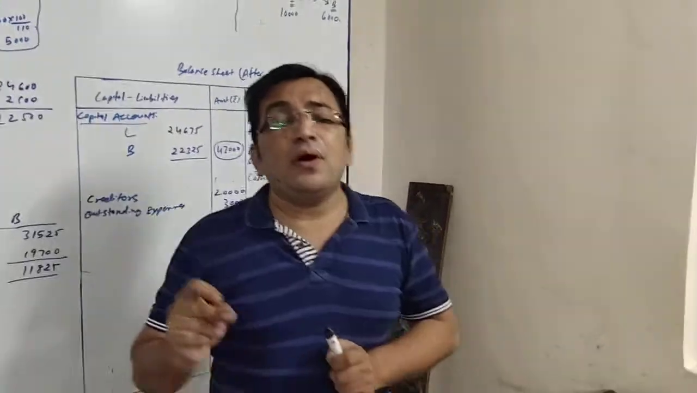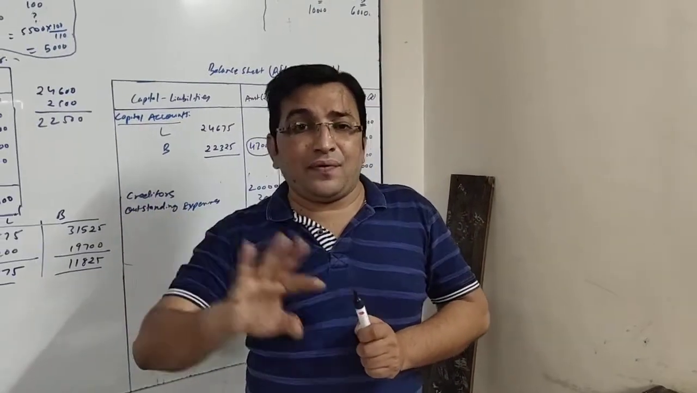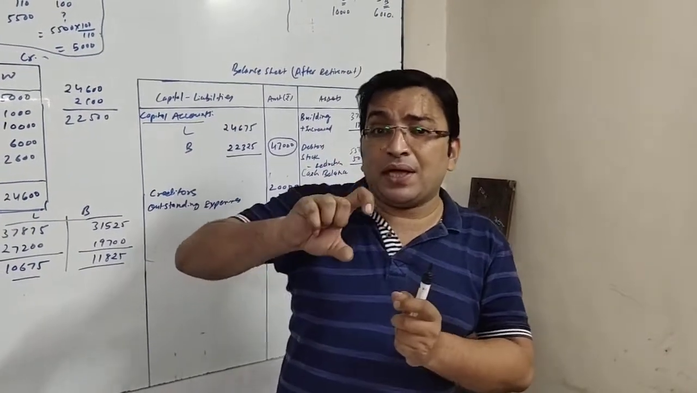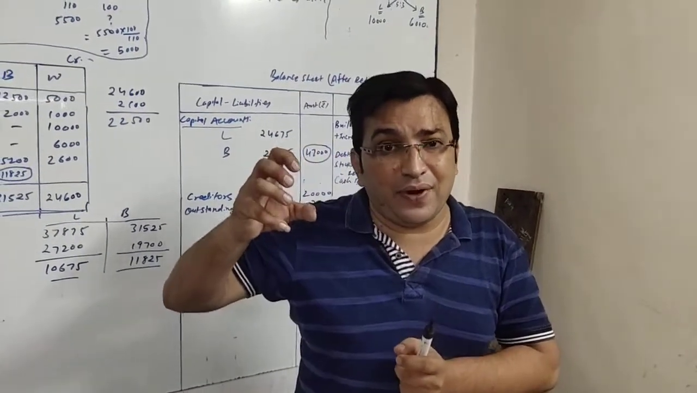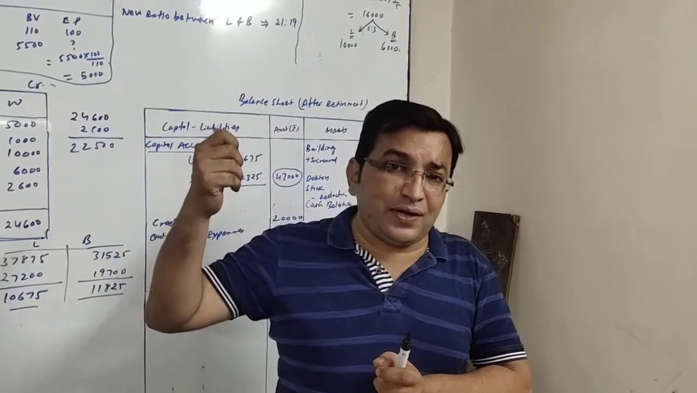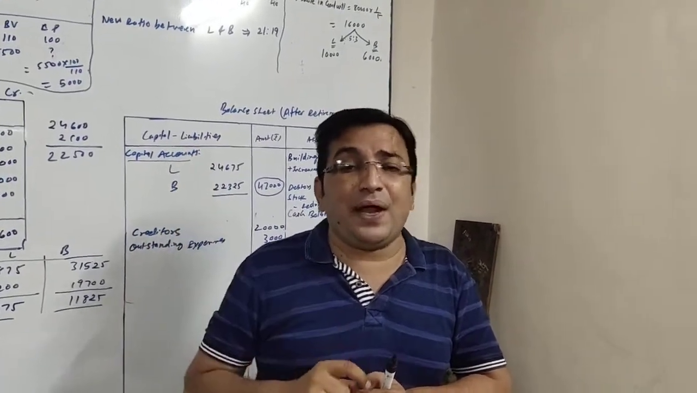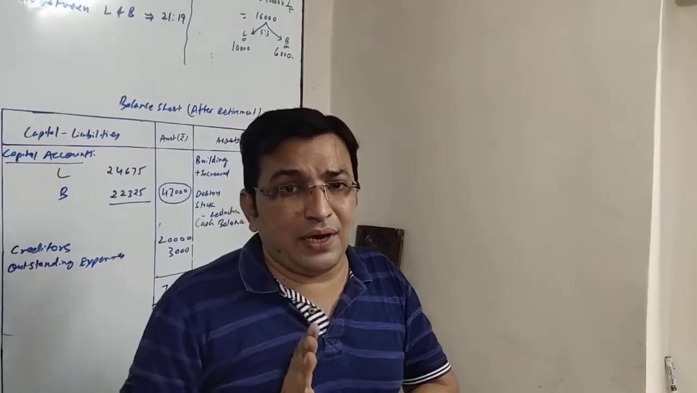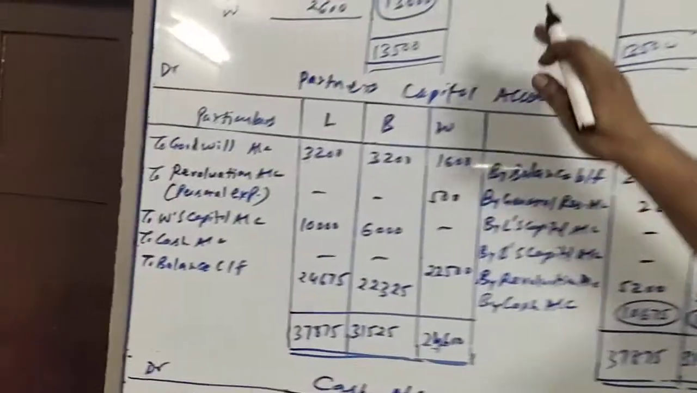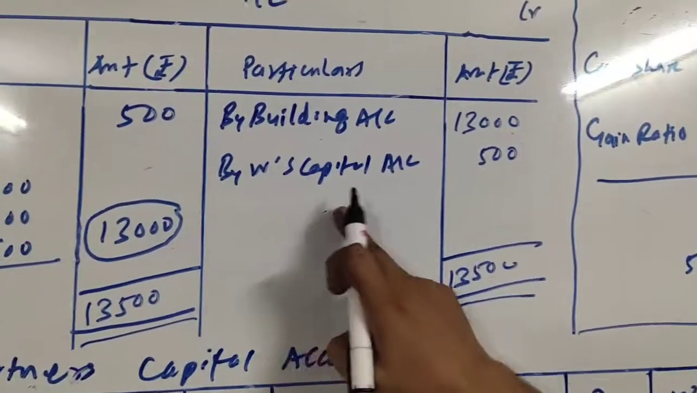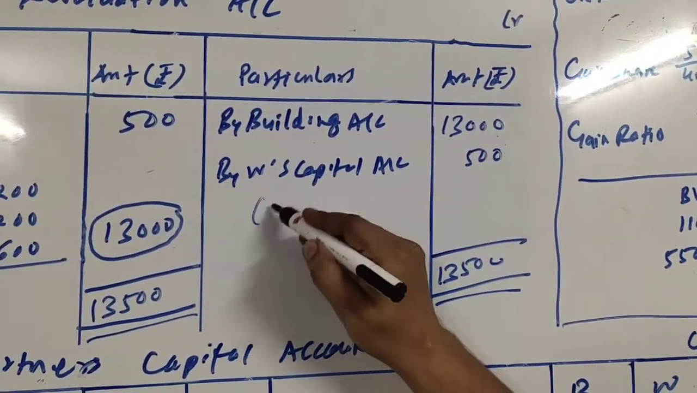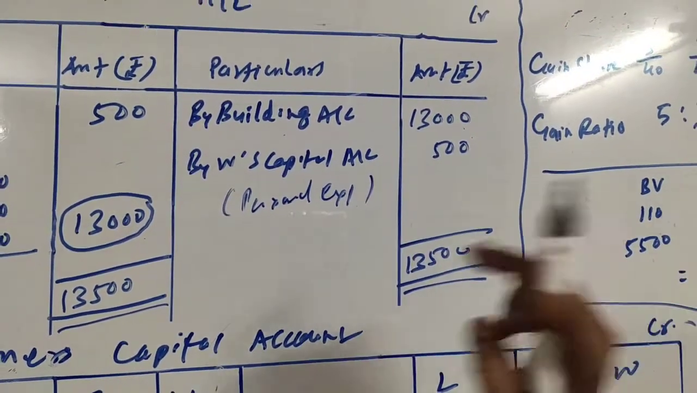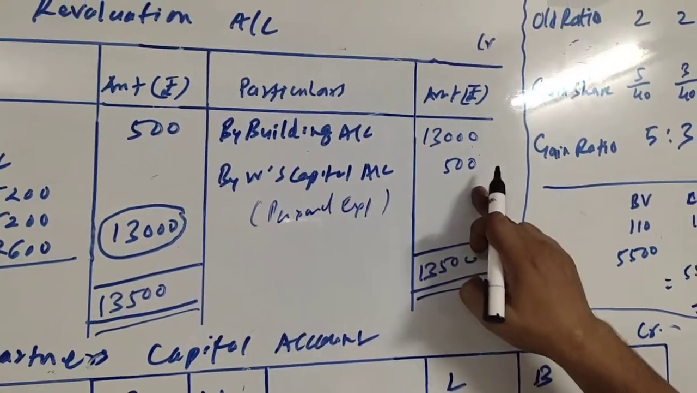So what we will do, we will be removing that from our business, right? So we are removing the expense. That means it is one kind of profit, so it will be credited to revaluation account. And second effect, as it is a drawing, it will be debited to W's capital account. So here the treatment is credit side of revaluation account, by W's capital. What is it? Personal expense wrongly debited to profit and loss account.